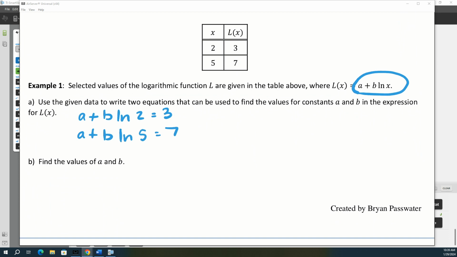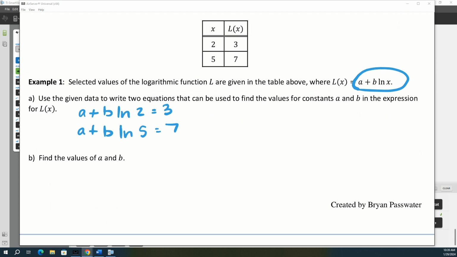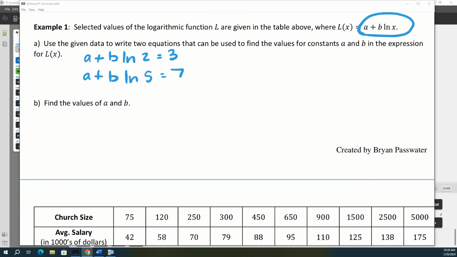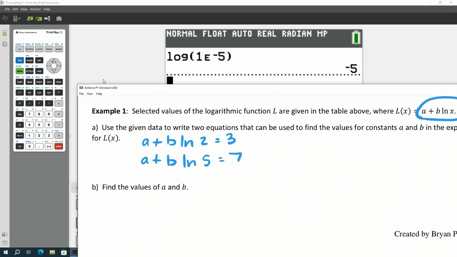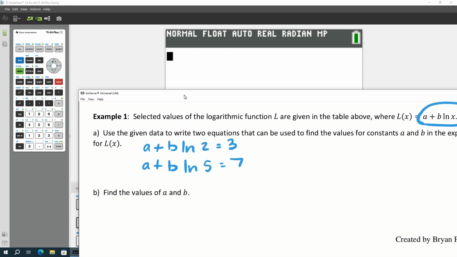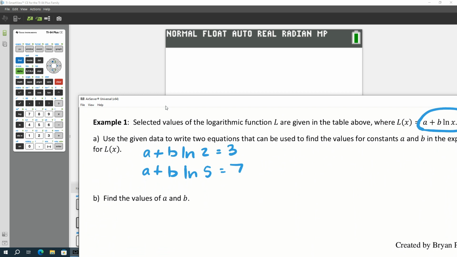All right, and then for B, they want you to find the values of A and B. So what we're going to do is use our calculator and figure out what the natural log of 2 is and what the natural log of 5 is. Oh, and you guys have calculators. Today, most of the stuff we're going to do is going to be calculator stuff. All right, so natural log is just right beside 4.